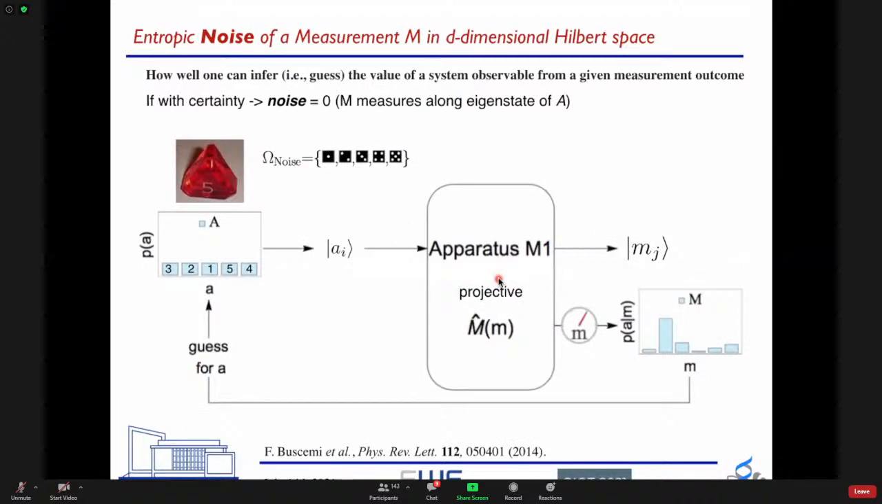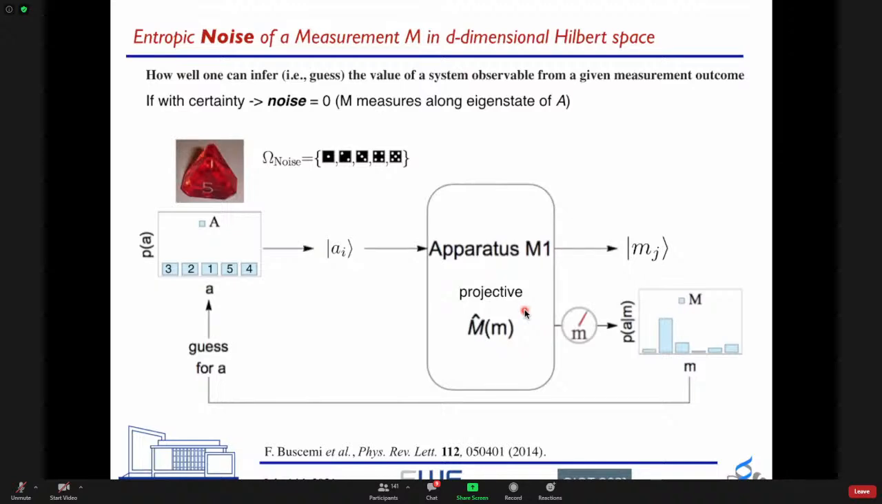So now we come to our information theoretic concept for entropic noise and disturbance definitions. The idea that was presented by Buscemi in his paper is the following. You have a system with eigenstates and they are randomly chosen. And then they are sent onto an apparatus that is carrying out a measurement. It might be a projective measurement or it might be a generalized POVM measurement. And then you have a classical output. And the question is, how well can I infer from the output statistic which eigenstate was sent onto my apparatus?